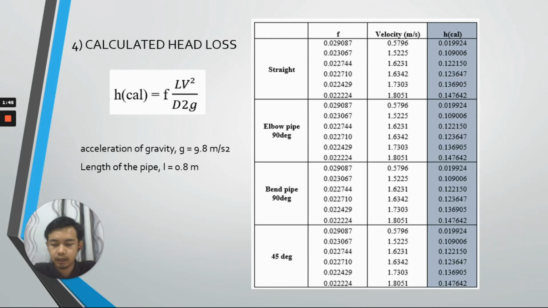And finally, when we have obtained the velocity, the Reynolds number, and the friction coefficient f, we can finally calculate the head loss by using the formula given, which equals f L V squared over d 2g, where g is the acceleration of gravity and L is the length of the pipe.